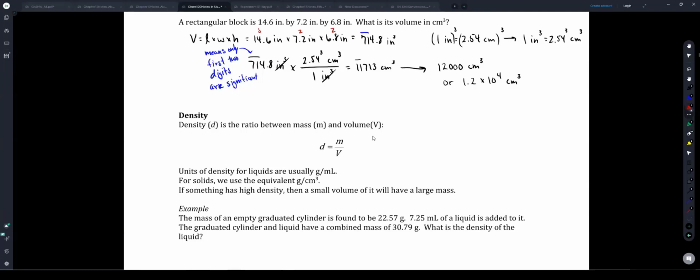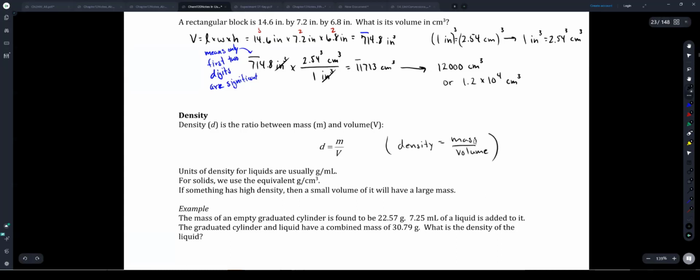Density is a measurement we're going to use quite a bit in this class. It is the ratio between mass and volume. So in other words, you could write it like this: density equals mass divided by volume. So it's a kind of a ratio.